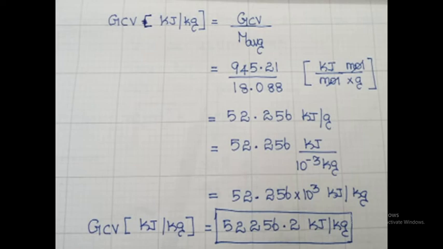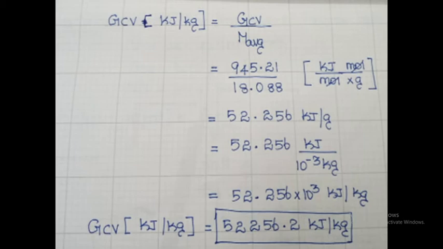So moles go to the numerator. Finally we get kilojoule mole per mole into gram. So here moles are cancelled. Finally we get kilojoule per gram. Are you clear? Okay. So 52.256, units are kilojoule per gram. But if we want kilojoule per kg.